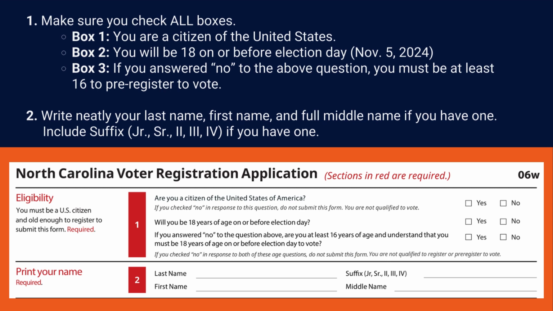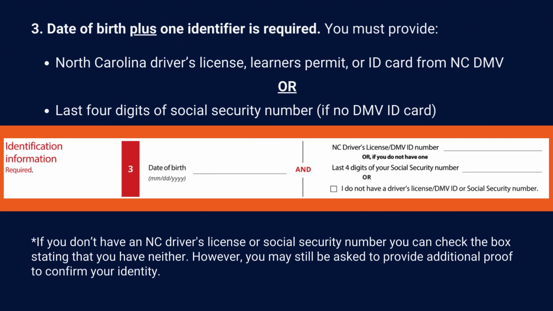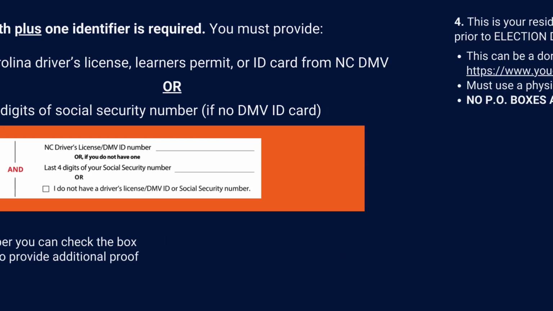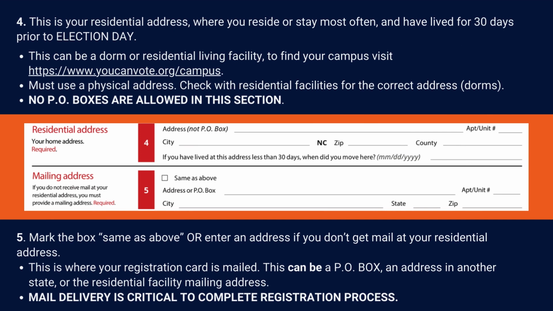For section 2, neatly write your last name, first name, full middle name, and suffix like junior or senior if you have one. Next, please enter your birthday in 2-digit month, 2-digit day, and 4-digit year format. Additionally, to confirm your identity, you must provide your North Carolina driver's license number or the last 4 digits of your social security number. In section 4, you need to provide your residential address.